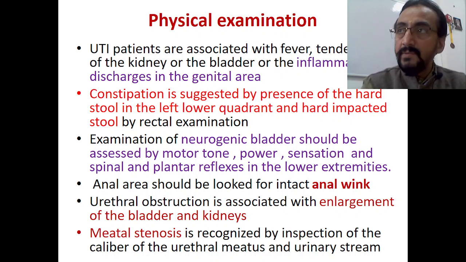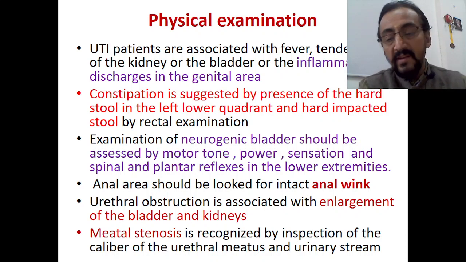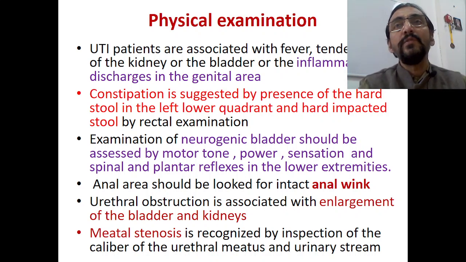So urethra, as we discussed earlier, urethral obstruction is also associated with the enlargement of the bladder and kidneys. And meatal stenosis, you have to look into meatal stenosis also, whether the stenosis of the urethral openings and all. This is recognized by inspection of the caliber of the urethral meatus and urinary stream. By looking at the urinary stream also you can say whether it is stenosed or obstructed.